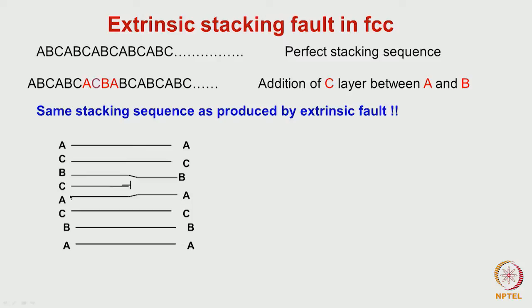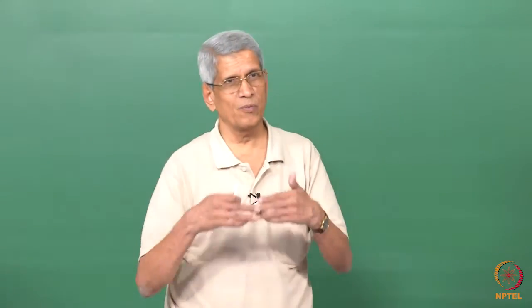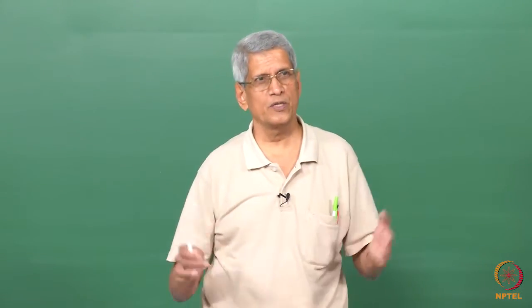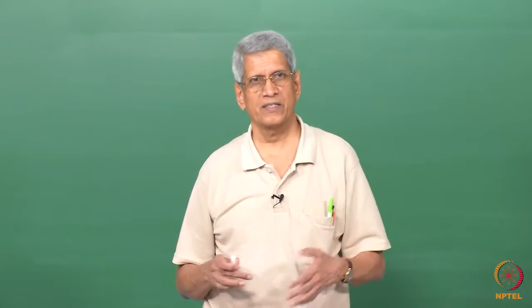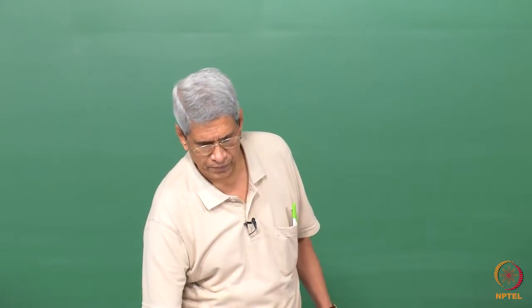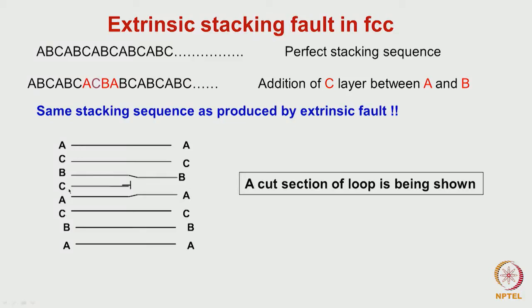So now if you look at the stacking sequence, it has changed. It becomes the same as that of an extrinsic stacking fault. This type of fault is nothing but an interstitial fault. That is, by adding one extra layer in between, we can generate interstitial loops. Okay, interstitial loops are nothing but an extrinsic stacking fault, right? So essentially, if I take a mirror reflection of it, the other part would have come. That is what it would have been, a section of the fault, okay.